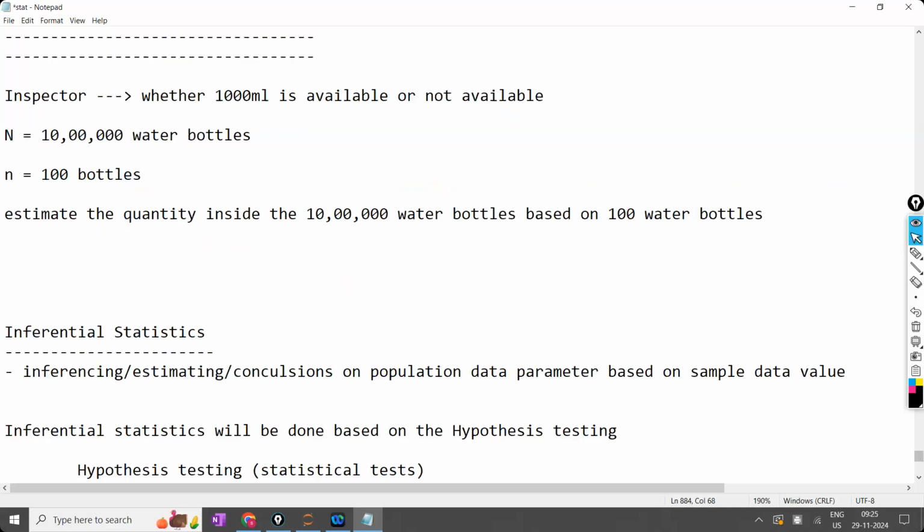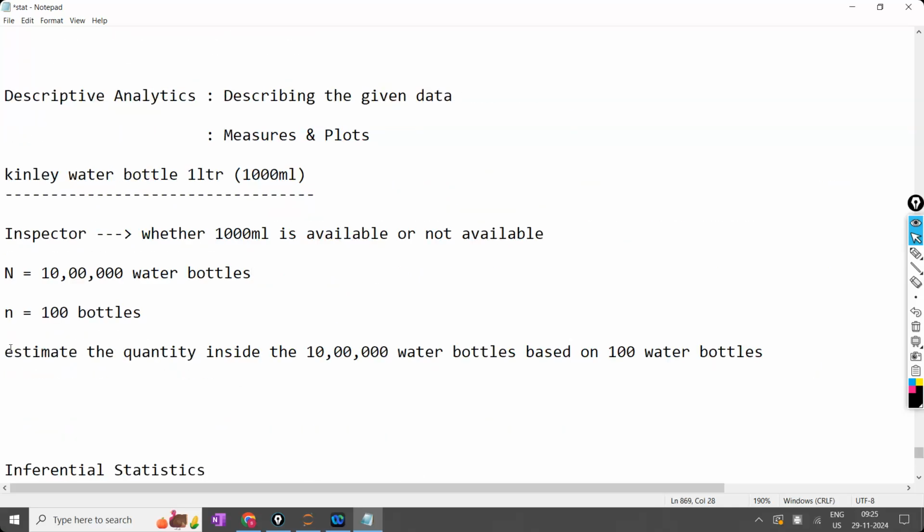For example, here, water bottles are there. 100 water bottles are there. For these 100 water bottles, they are maintaining 1000 ml. For the remaining bottles, they are not maintaining it. You have collected the data like that.